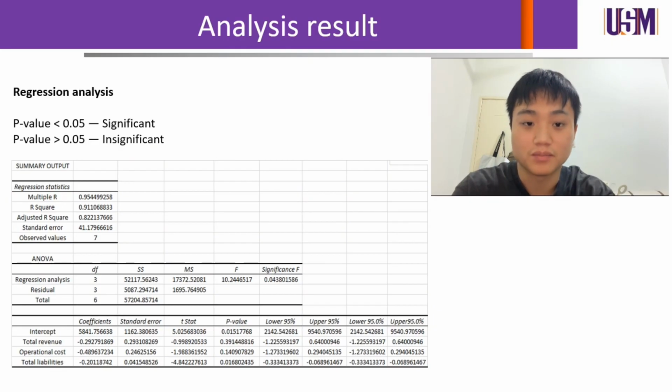We reject because the p-value is more than 0.05. By the same principle, hypothesis 2 is also rejected. But hypothesis 3, there is a negative relationship between net profit and total debt, is supported. It is because the p-value is less than 0.05.